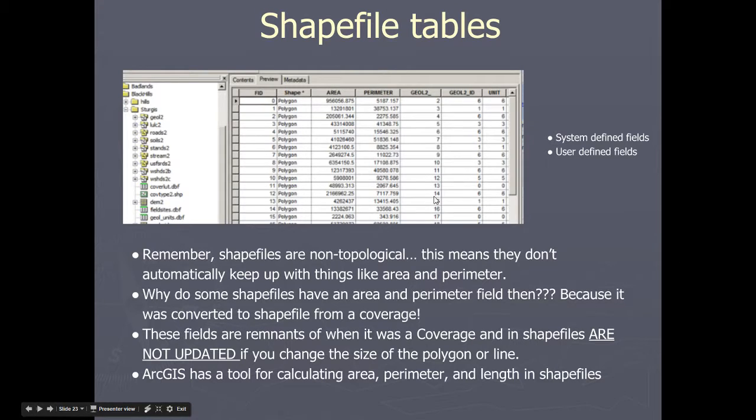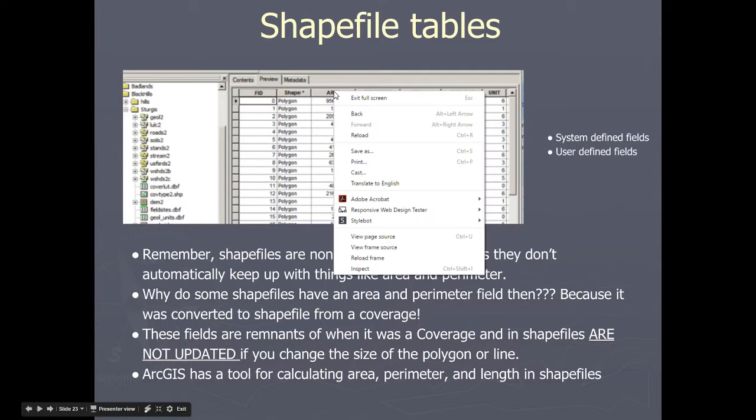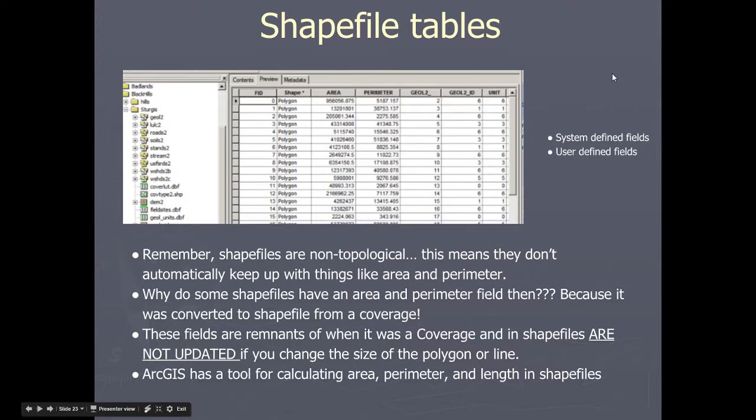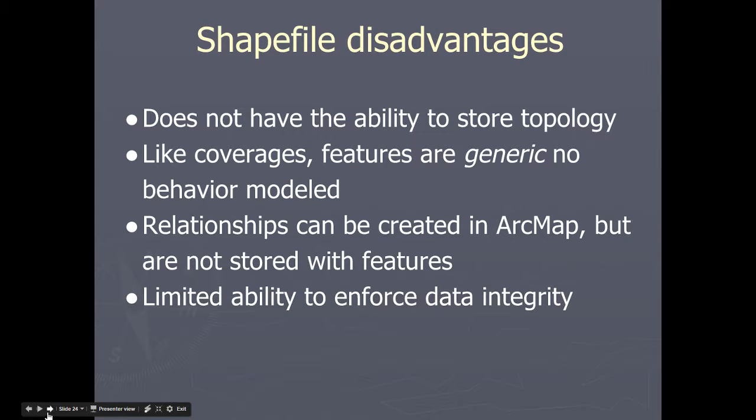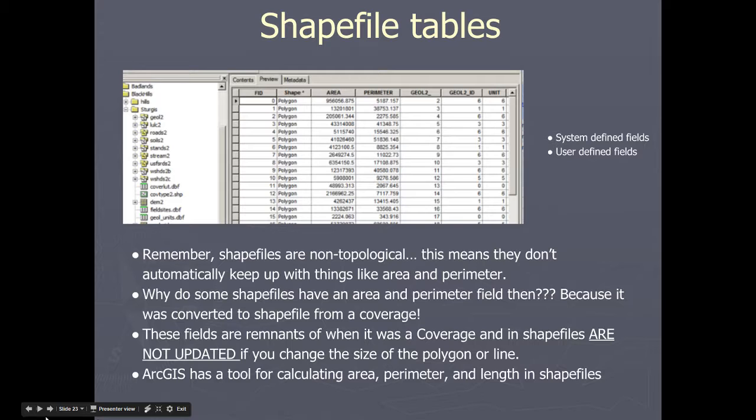So with the shapefile, the system-defined fields, there's an FID, a shape field, and an ID field. Those are the only system fields. It doesn't have an area and perimeter field, and so if you add those, or if they end up in it because it was a coverage, you need to make sure to update those using a tool called Calculate Geometry. And you get that tool by right-clicking on the field and going to Calculate Geometry. And that's something that we'll see later when I demo the exercise.